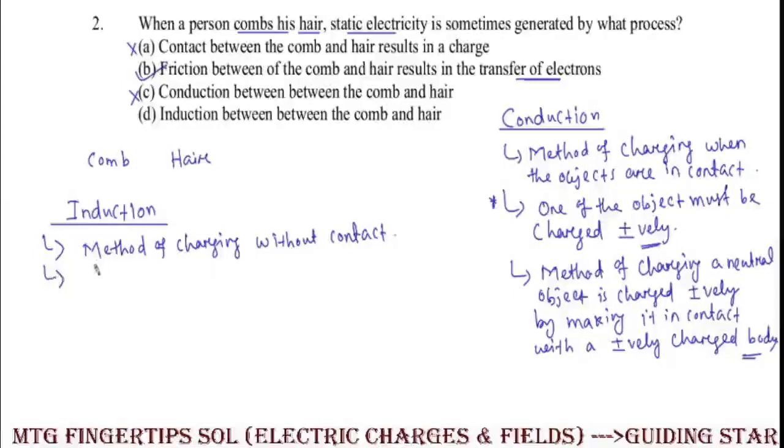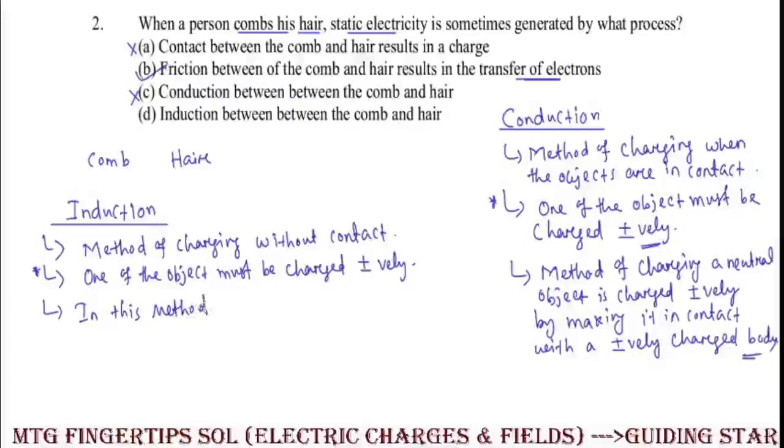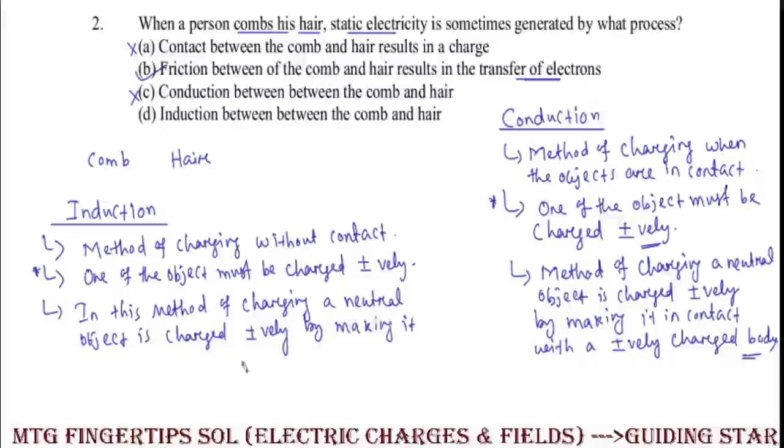In this case also the same condition we need to take: one of the objects must be charged, positively or negatively. Next, what actually happens in the induction process? In this method of charging, a neutral object is charged positively or negatively by making it in contact.